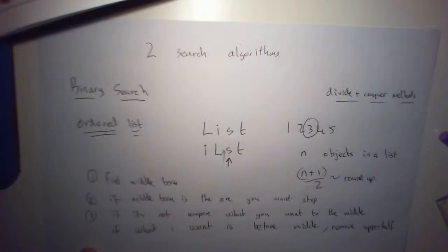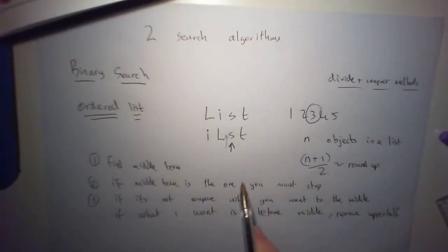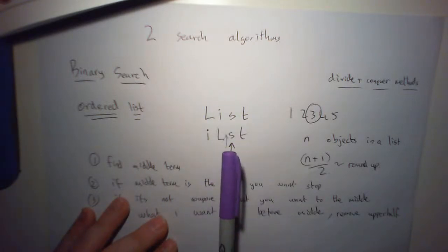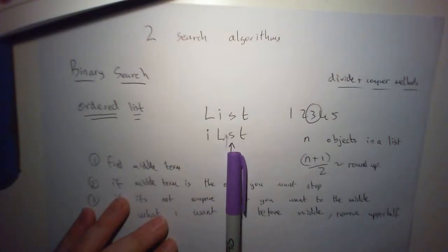So, what are we saying? I'm looking for I. So I reorder the list. Okay, I find the middle point. It's an odd number, so the middle point is going to be the third character in this case.